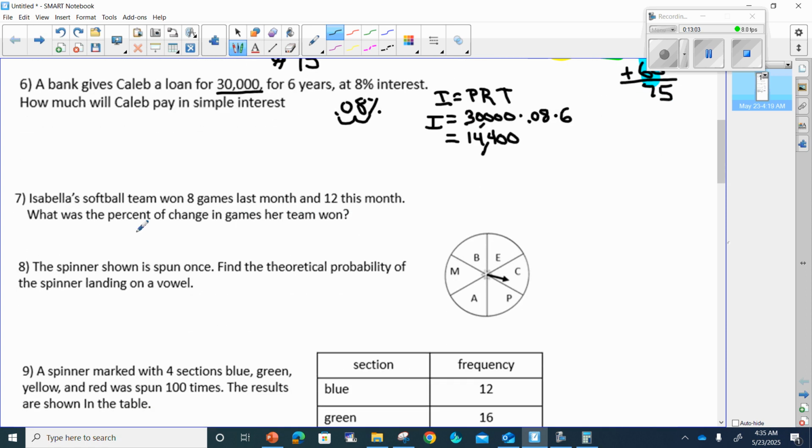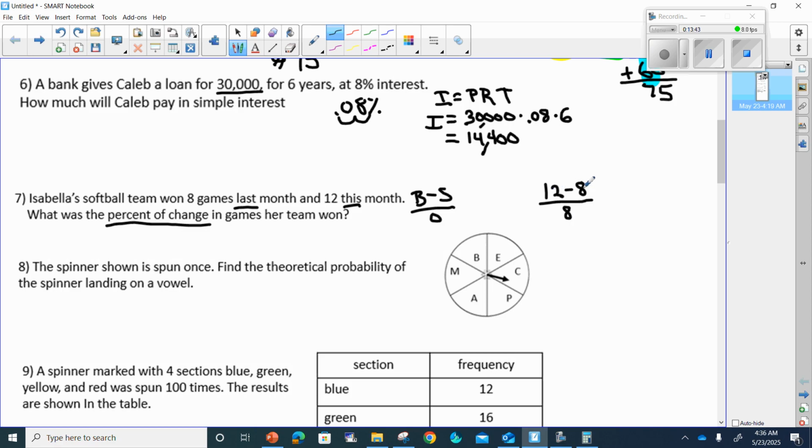All right, let's go to number 7. Isabella's softball team won 8 games last month and 12 games this month. What's the percentage change in games her team won? The minute we see the word percentage change, we know we're going to use big number minus small number divided by the original number. Where our big number was 12. It's big because it's bigger than 8. Our small number is 8. It's small because it's smaller than 12. We're going to divide it by the original number, which is 8, because last month came before this month.